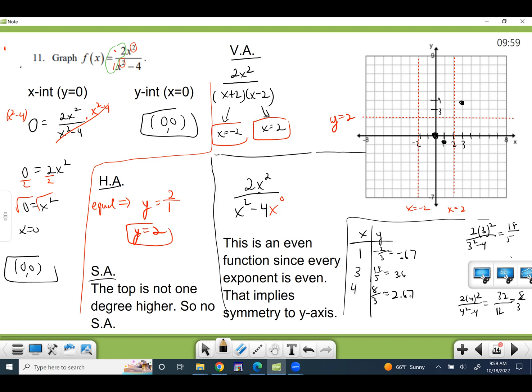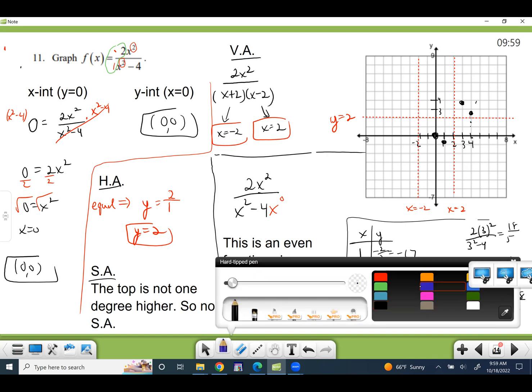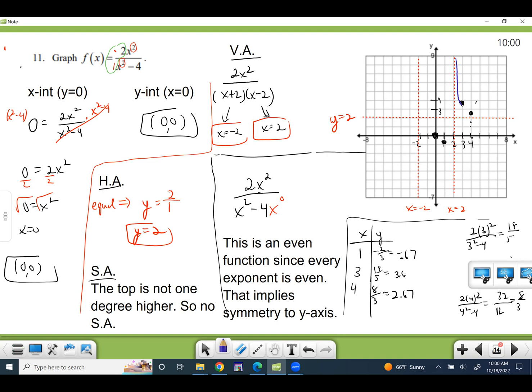All right, so let's see here. 4, and again, I'm just doing this because you guys have calculators. You can have them tell you. 2.67. So 1, 2, 2.67. All right, so here's what I'm seeing for our graph. I'm gonna do it in blue so it kind of pops. We've got something like this going on, and we've got something like this going on.